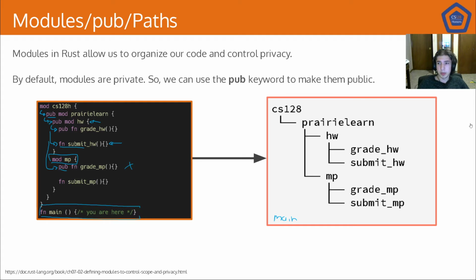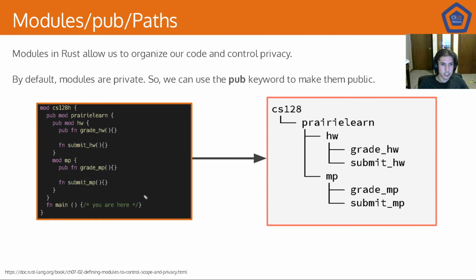And that's pretty much it. When it comes to actually accessing these things, if we're in our main function, we could do something like CS128 honors colon colon, and this is how we define paths in Rust. We'll say PrairieLearn. I'm going to shorten PrairieLearn because it's very long to write with a mouse. Homework, grade homework. And now we have access to this directly. Of course, if we tried to say submit homework here, we'd receive an error saying we don't have access to this. Wonderful.